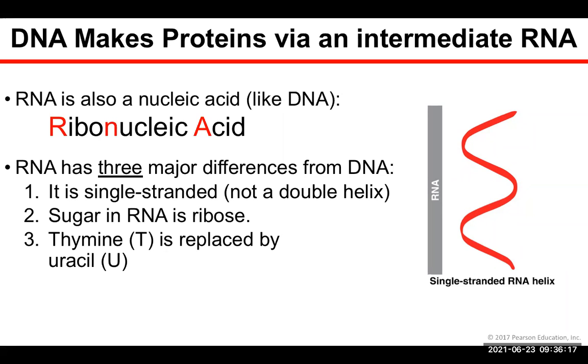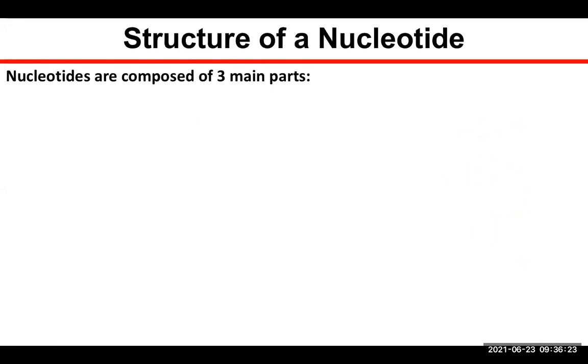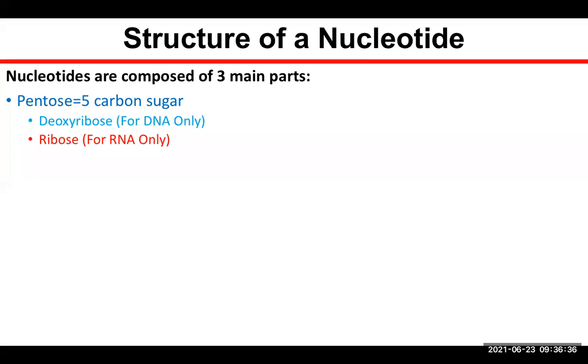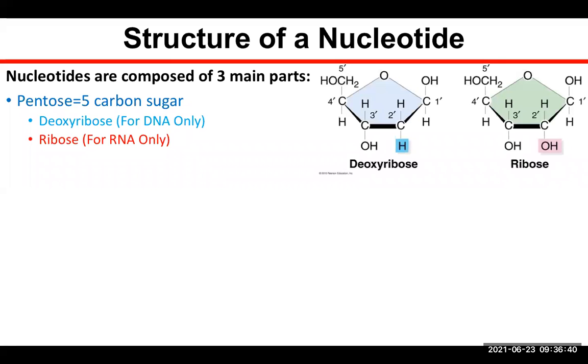Just be conscious that when I'm asking you to make me an RNA strand, use the right nucleotide when trying to pick the right answer. So the structure of a nucleotide, I went over this yesterday. Both RNA and DNA utilize a 5-carbon sugar, which is known as pentose. DNA uses deoxyribose and RNA uses ribose.